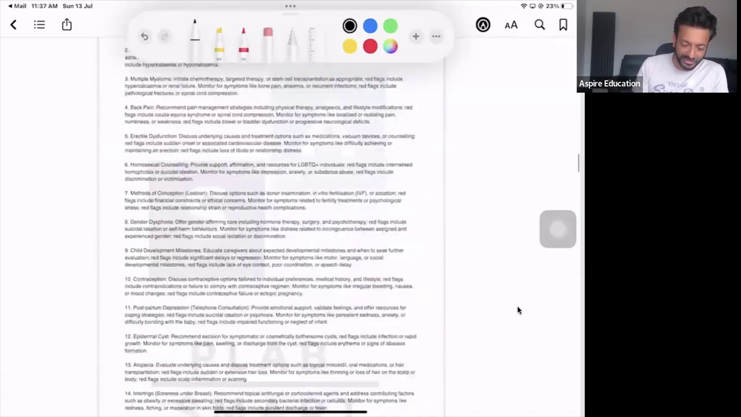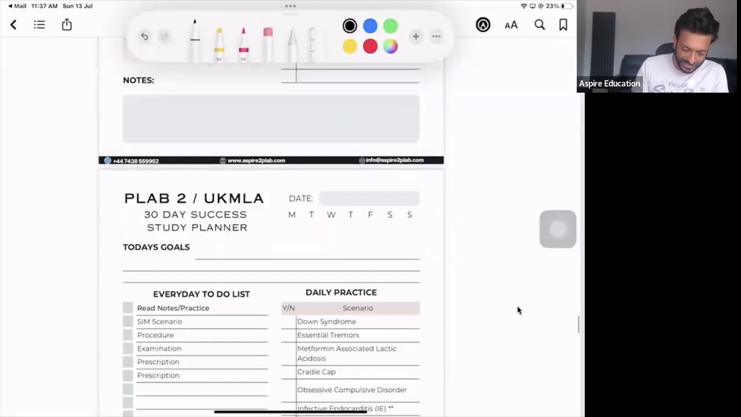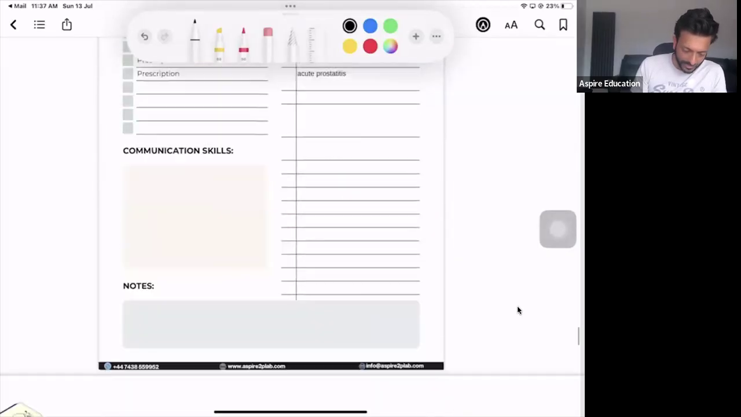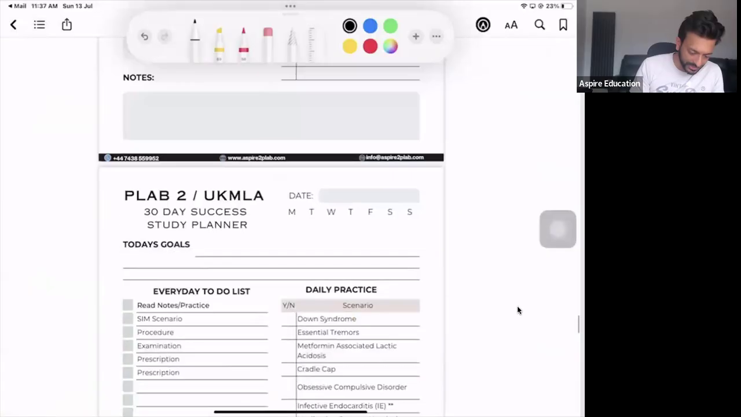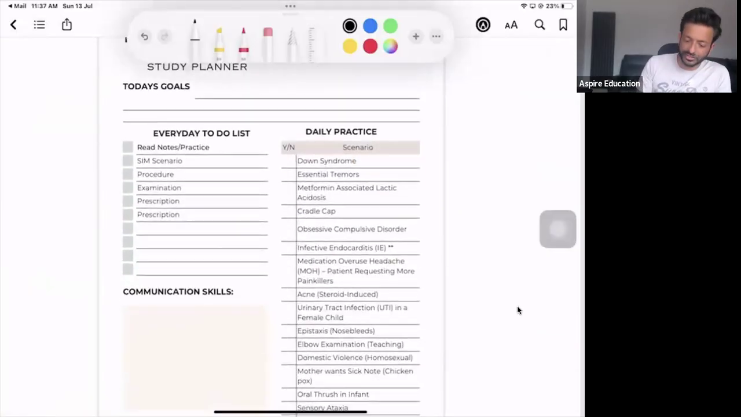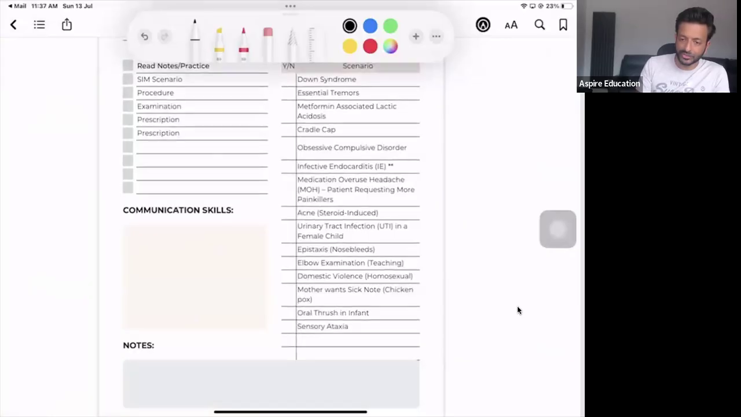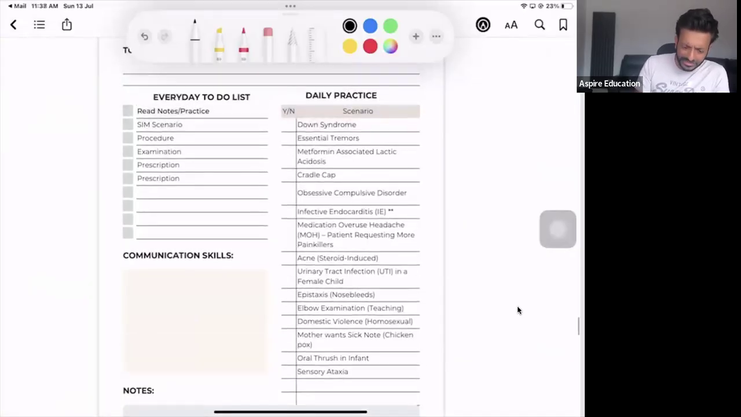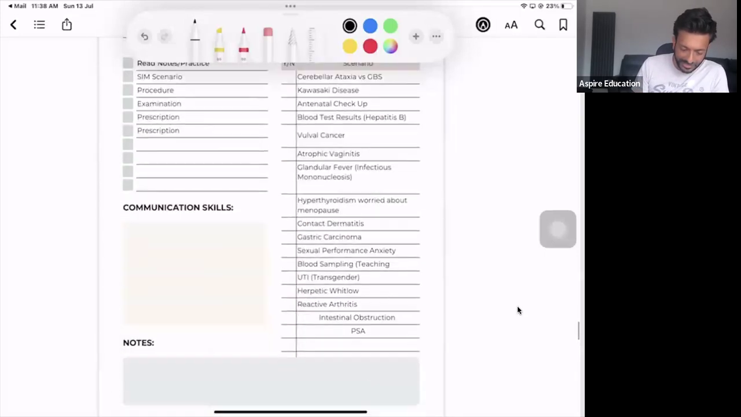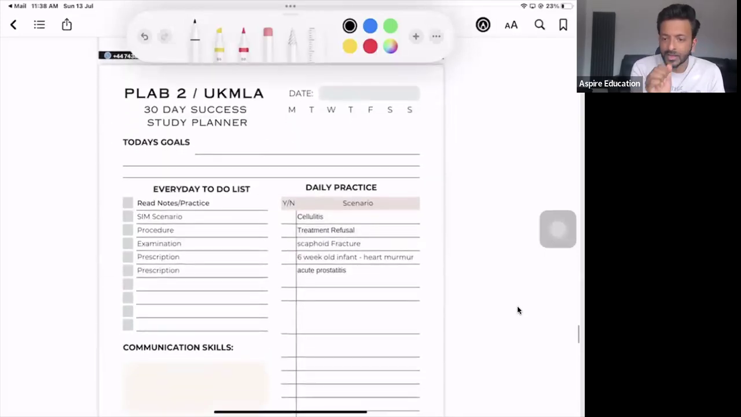So this is a study planner, and we have actually added all the new stations in it as well. If you see the last ones: Down syndrome, essential tremor, cranial cap, OCD, infective endocarditis, medication overuse headache and all. These are comparatively new stations. So we have added them in this practice planner for you guys.